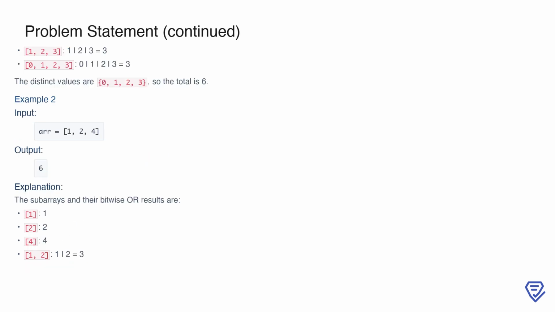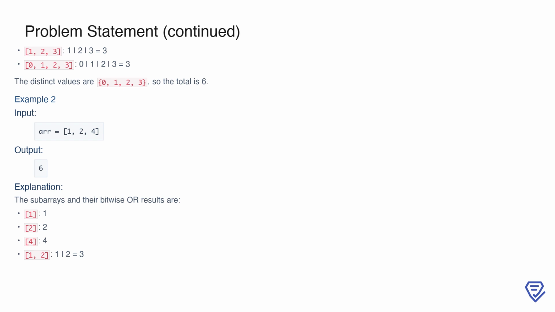Continuing with the example, for the four-element subarray 0, 1, 2, 3, the result of the bitwise OR is 0|1|2|3 equals 3. After analyzing all possible subarrays, the distinct OR values are 0, 1, 2, 3. Therefore, the total count of unique values is 4.